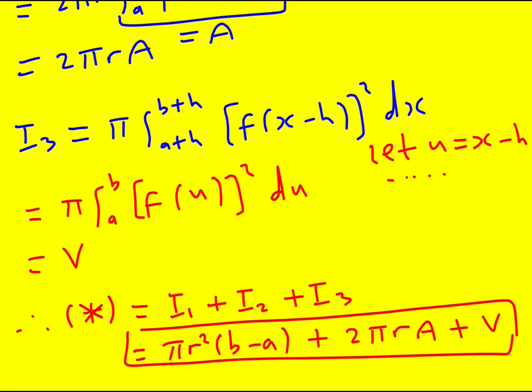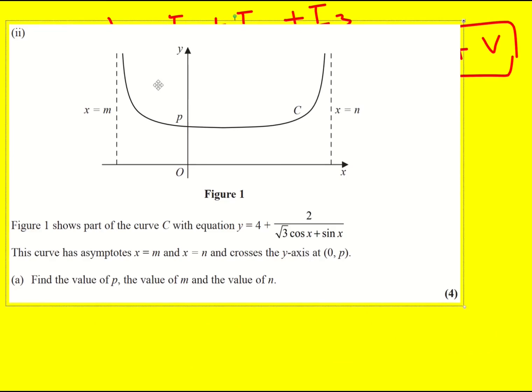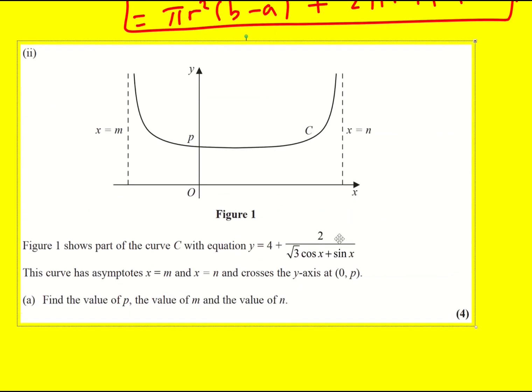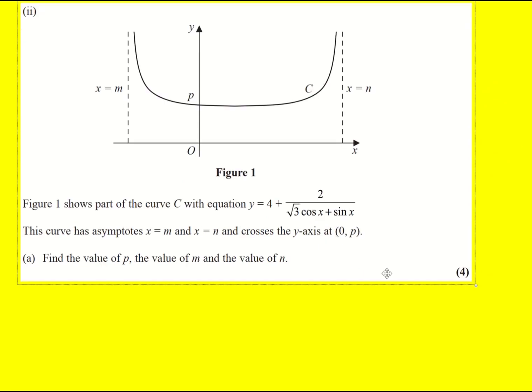Okay, a solid start. Let's keep going. We're now given this function, and we're also given a graph. We've got some asymptotes, x equals m and x equals n, and we have that it crosses the y-axis at 0, p. And we're asked to find p, m, and n.